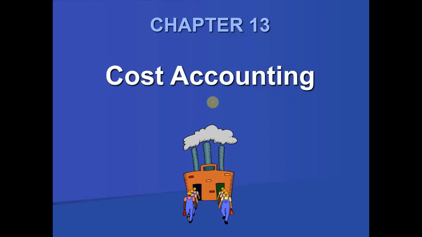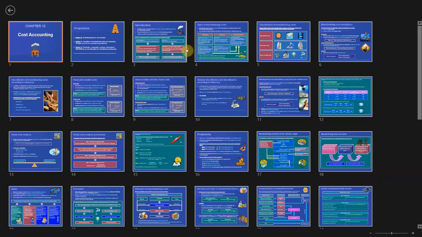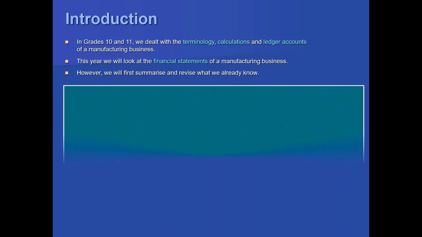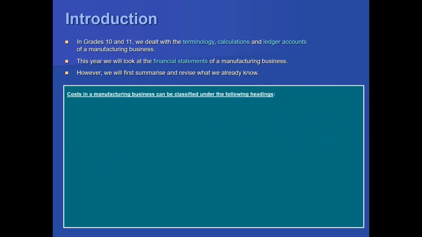This chapter we are going to study cost accounting, and in grade 10 and 11 we dealt with the terminology, the calculations and ledger accounts of a manufacturing business. In grade 12 we are going to look at the financial statements of a manufacturing business. But first, let's just revise what we have done in grade 10 and 11.